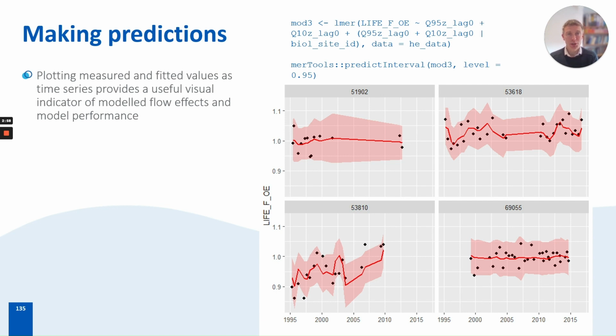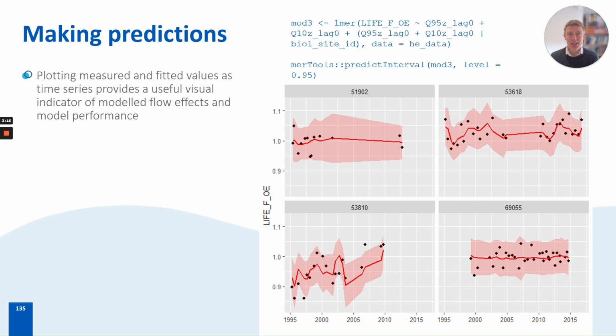Here we've chosen to configure that prediction interval to a 95% interval. And you can see that that means only about 5% or 1 in 20 of the individual observations, represented by the black points, fall outside of that prediction range.